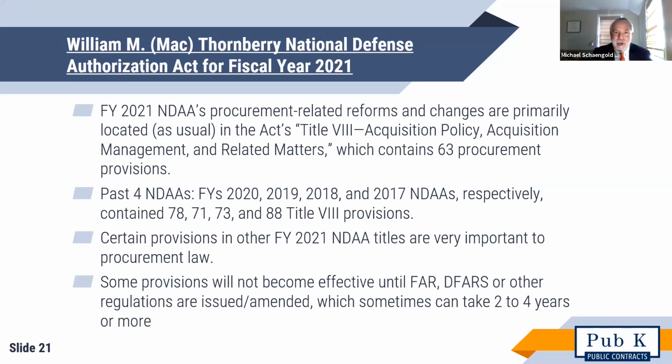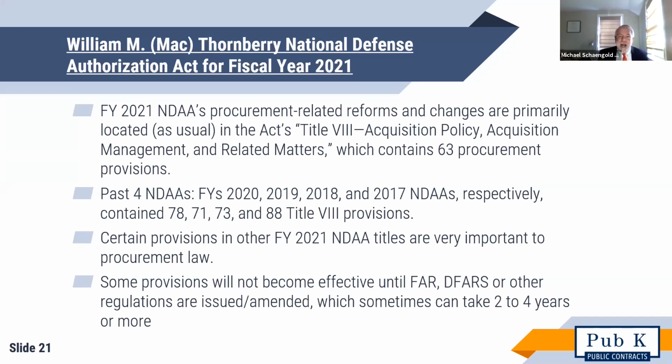Now, the importance of an NDAA and its impact on federal procurement law should not be measured simply on the total number of procurement provisions, but nevertheless, the 2021 NDAA includes more Title 8 procurement provisions than some other recent NDAAs, including FY 2015, 2014, and 2013, which had 37, 13, and 49 provisions, respectively.